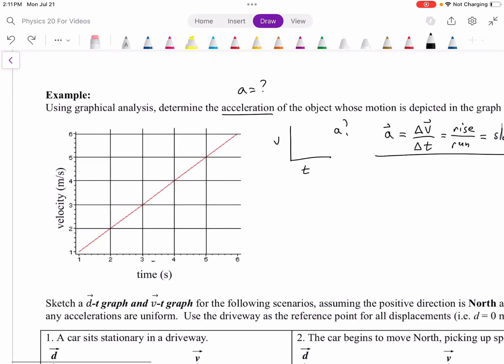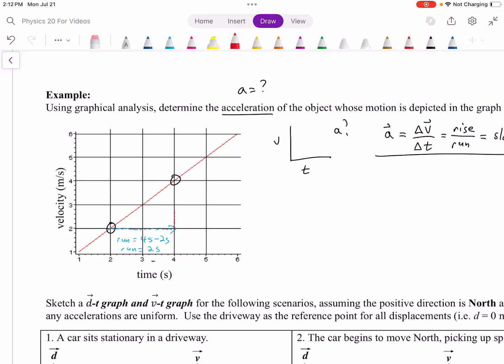So let's look at our graph here. We want to pick nice, easy points where it's easy to read off and we don't have to do any estimating. We've got lots to choose from here. How about this one and this one? Between these two points, it looks like it runs from 2 to 4. So our run is always final minus initial. 4 seconds minus 2 seconds. Our run is 2 seconds.